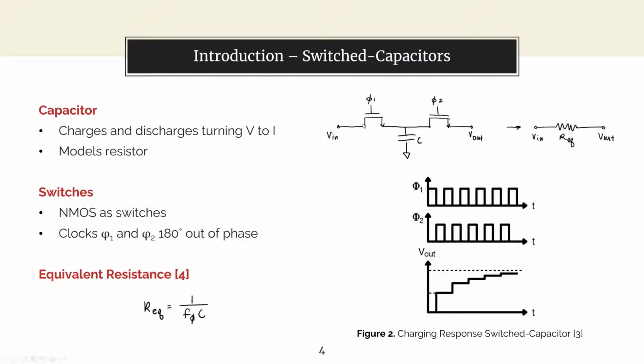In my project, the switches are NMOS devices. So when the clock is high, the device is conducting, and it allows the signal to pass through either to the capacitor or to the output. In the figure, there's no load, so the capacitor only is charging up and doesn't discharge when phi2 is high. And the value for the equivalent resistance is given here as a function of the clock frequency and the capacitance, and this will be derived later.